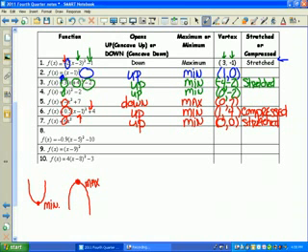Starting to get the idea? Okay. So if you want, you can stop the recording. Try 8 and 9 and 10. We can compare answers, and then we'll see how things go. Or you can just wait until I do the whole entire thing like everybody else does.